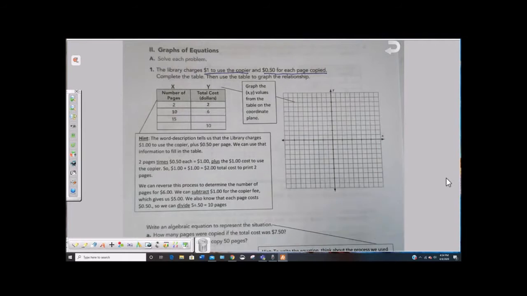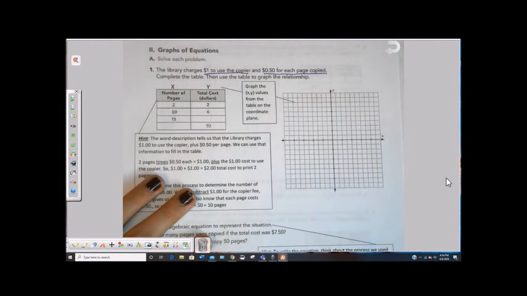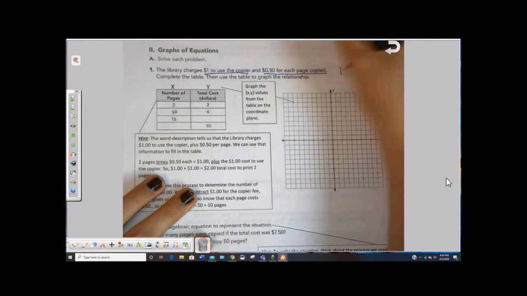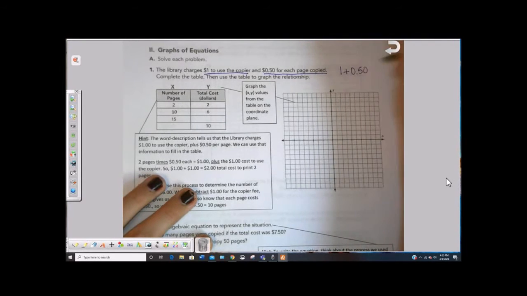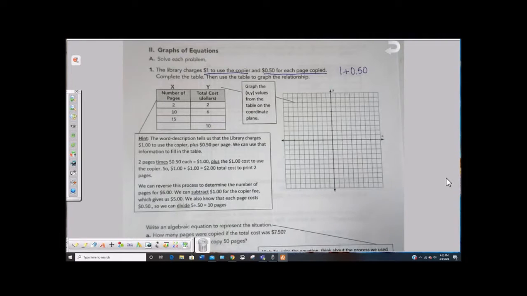So the first thing I actually want to do is make an equation, okay? So when I think of this, first thing is it says you use $1. So I know it's $1 instantly. And then it's 50 cents per page. So it's $1 added on to that 50 cents for each page. So when it says for each page copied, that means it's multiplied. So think of it as like, okay, if it's one page, you would multiply by 50 cents. If it's 2 pages, you would multiply by 50 cents.